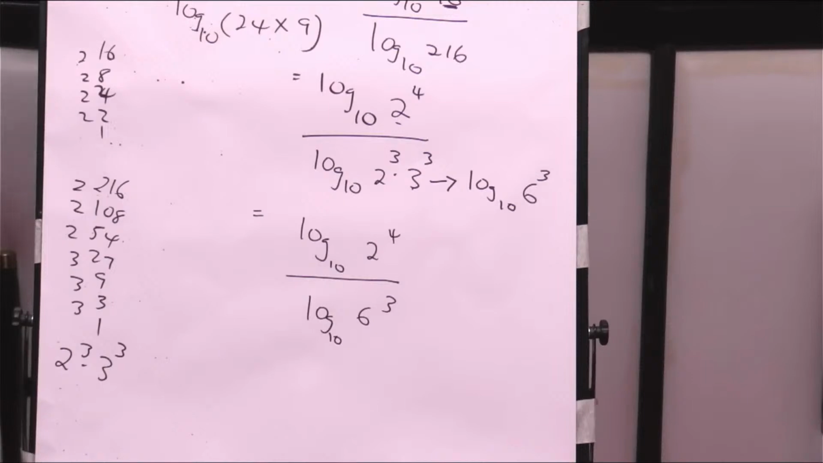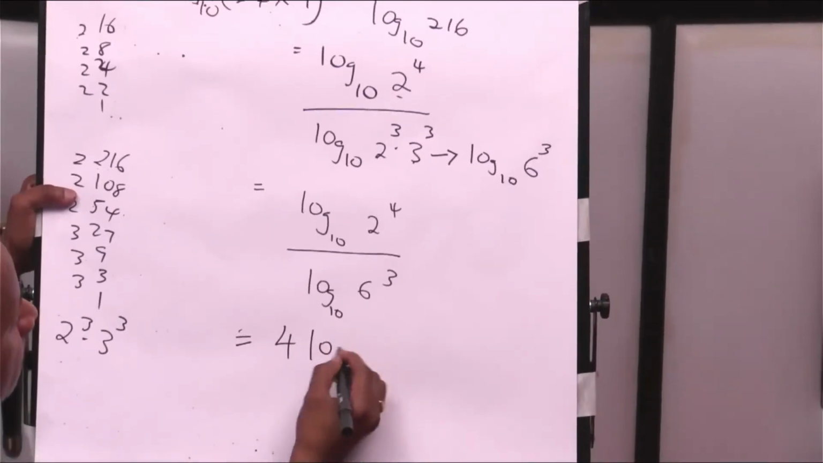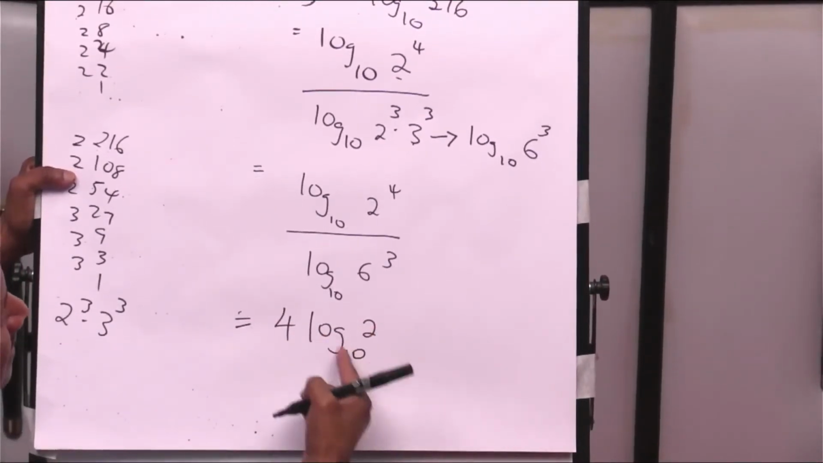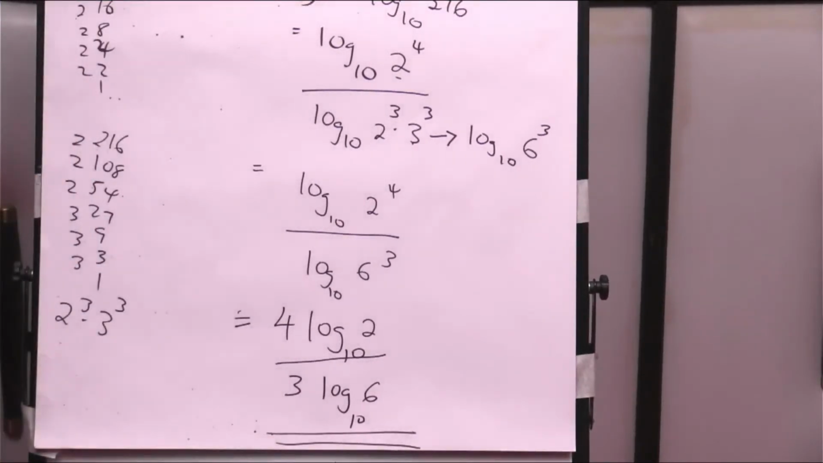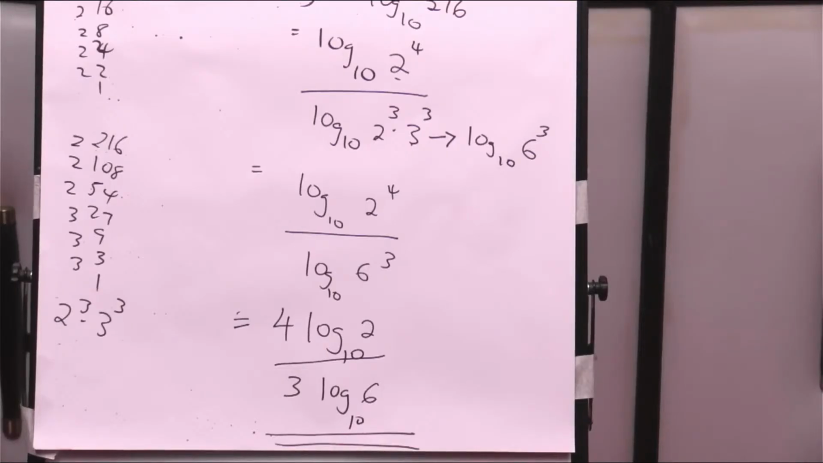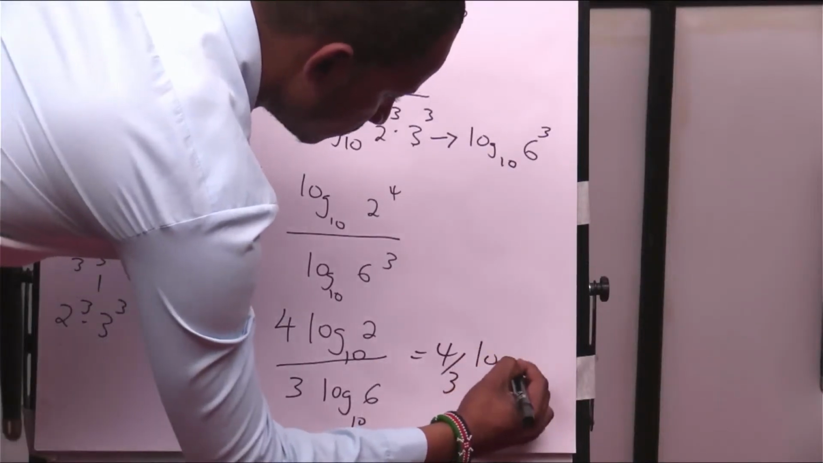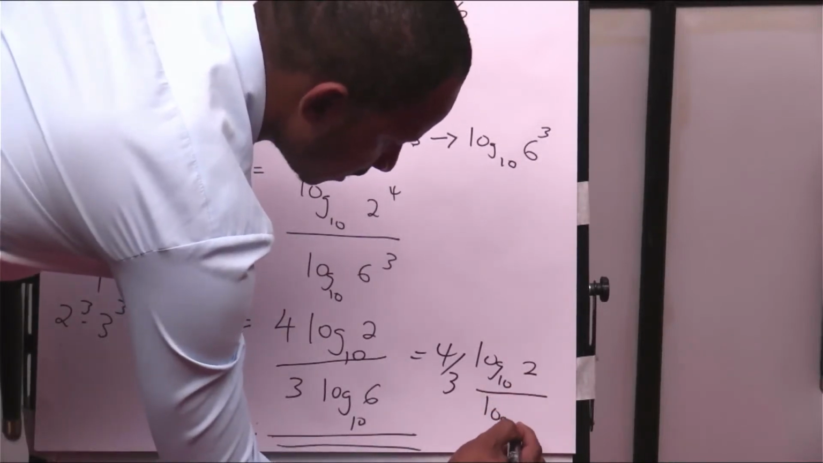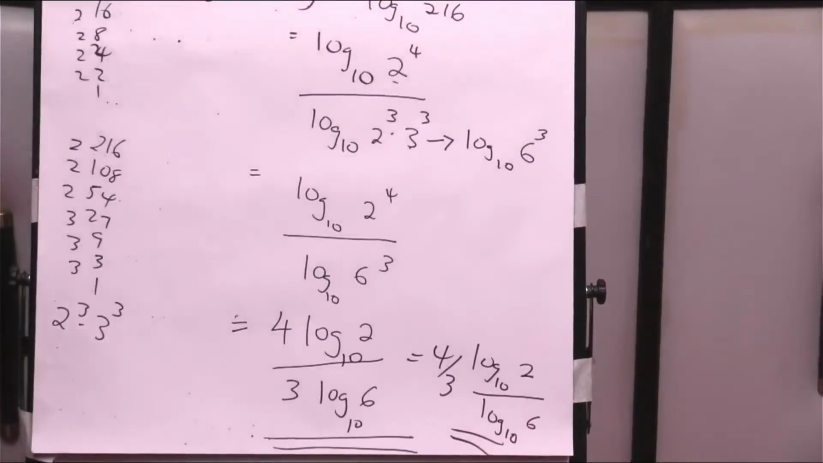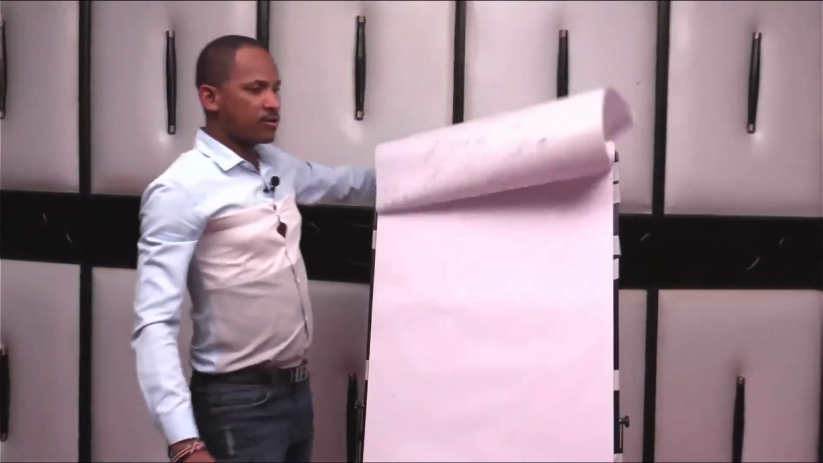Then by the laws of logs, you can bring the powers to the front. Simplifying further becomes 4 log of 2 to base 10 divided by 3 log of 6 to base 10. So this is simplified. That is our answer. So the answer is 4 over 3 of log to base 10 of 2 divided by log to base 10 of 6. Sawa sawa. Question 18.